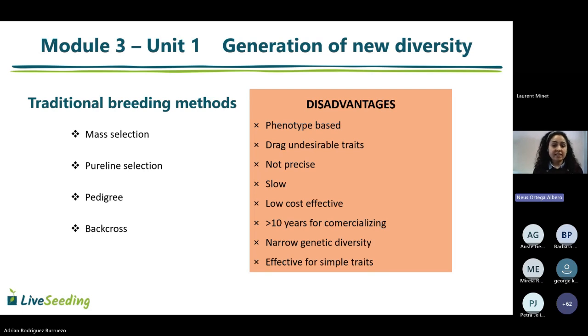In general, this type of methods also narrow the genetic diversity of the crop, leaving varieties in the market that are more or less homogeneous. And they are also effective only for simple traits, but not for traits or phenotypes that depend on a lot of genes. So, for this reason, new types of populations have been proposed in the last years to gather many genetic and phenotypic resources and avoid this genetic loss caused by these selection methods. Next slide.